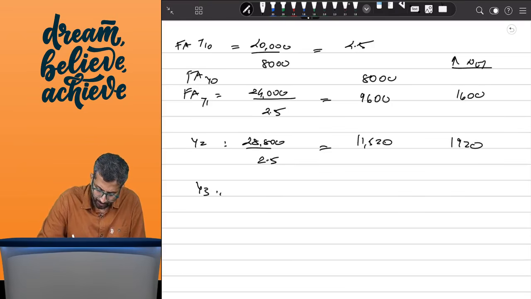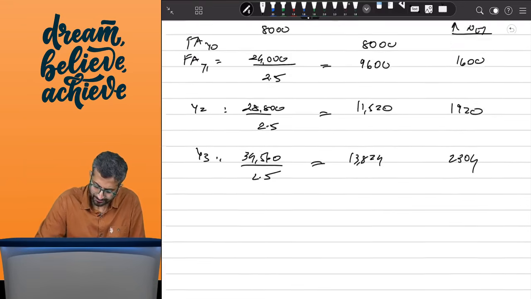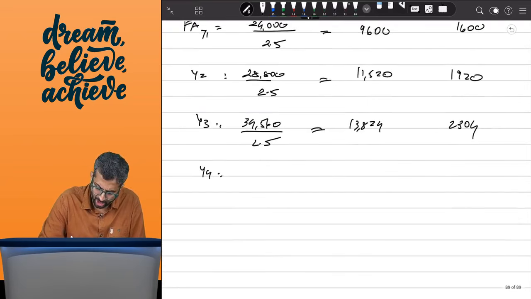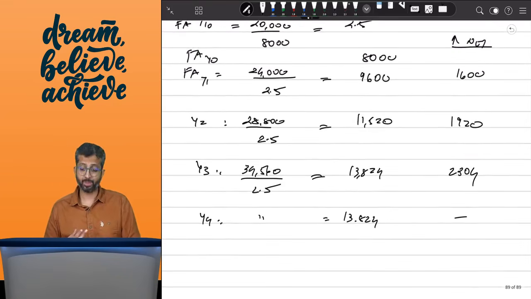Year 3, 34,560 divided by 2.5 comes to 13,824, an increase of 2304 if I am not wrong. And lastly, if I go to year 4, again this is the same value, which is 13,824, and hence there is no increase. Now a student might say, okay, this is my increase.